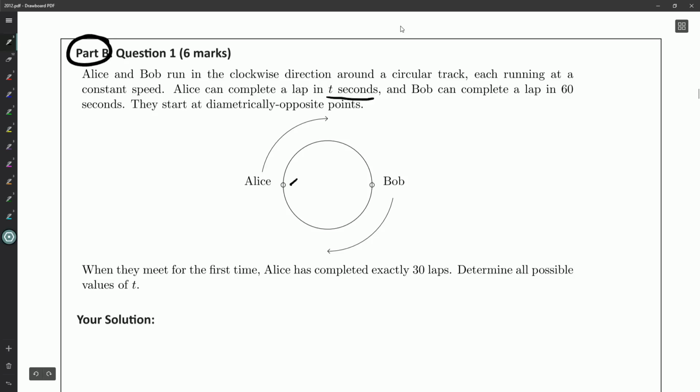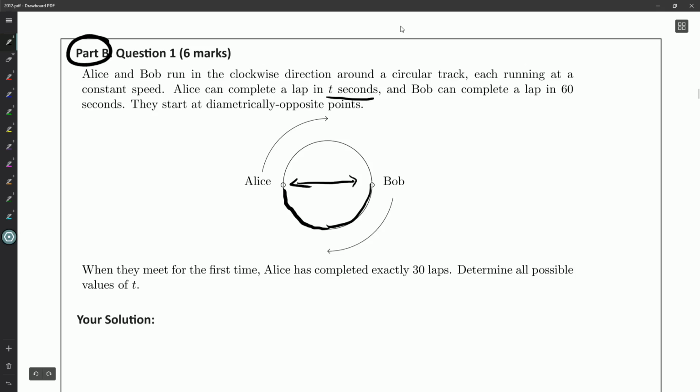They start at diametrically opposite points. So it's half the total lap distance, which, I don't know, let's finish reading the question. When they meet for the first time, Alice has completed exactly 30 laps. Determine all possible values of t.